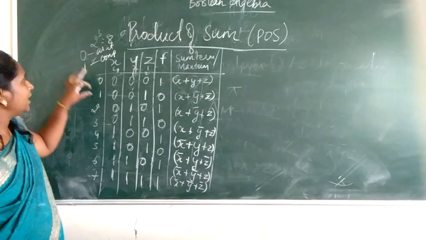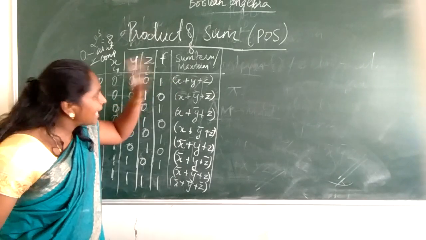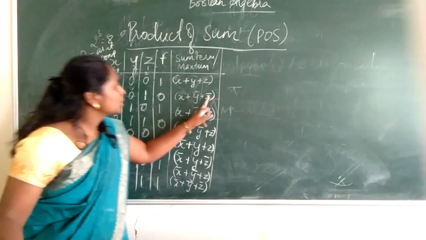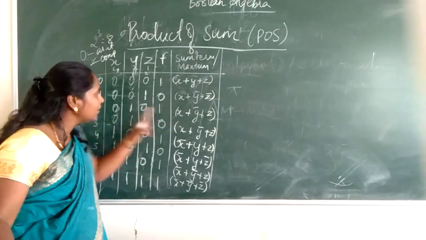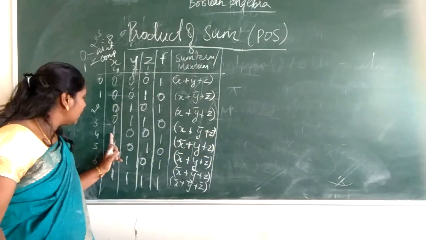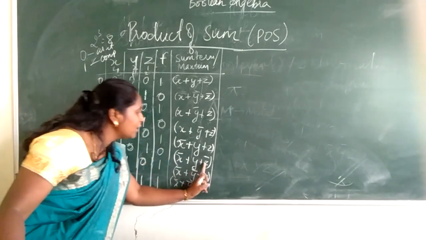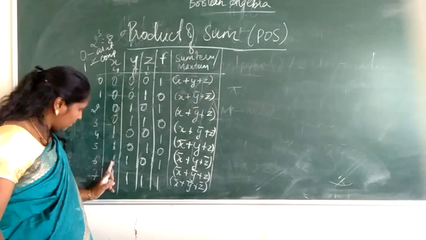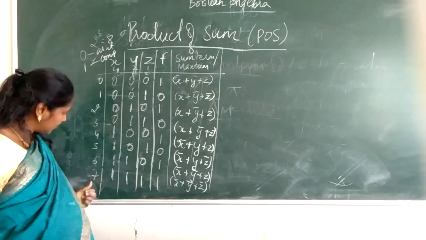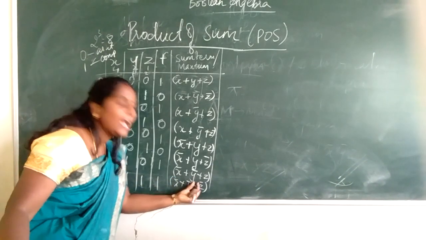Got it? Once again, if the binary value is 0, write the literal as it is. If it is 1, change it to a complement. So here it is 1, so z bar. Here it is 1, so y bar. Y and z are 1, so y bar, z bar. Here in place of x it is 1, x bar. X and z are 1, so x bar, z bar. Next 6, x and y are 1, x bar, y bar. In 7, the last input value, 1, 1, 1, so x bar plus y bar plus z bar.